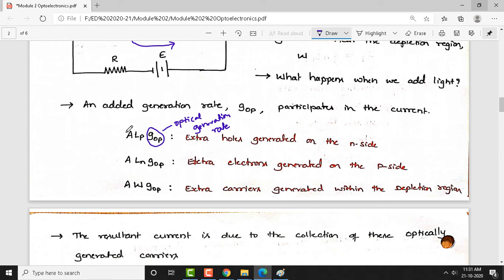What is this A into LP? You already know about LP. What is A? A is the area of cross section, or cross sectional area. When you multiply cross sectional area with the length, what does it give you? It gives you volume. So, A into LP corresponds to the volume. Now, when you multiply volume with the optical generation rate, what does it give you?